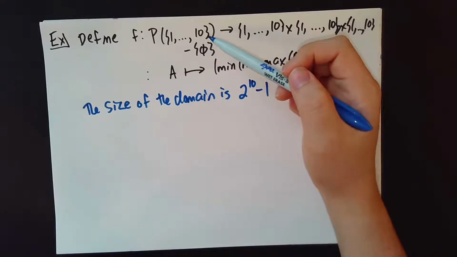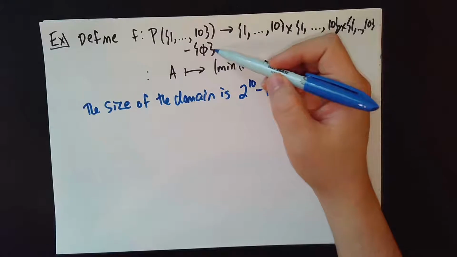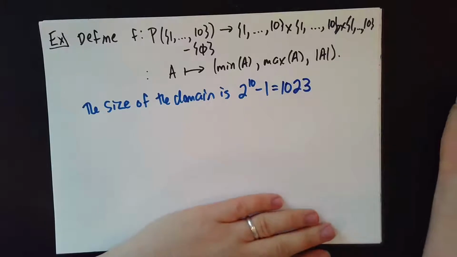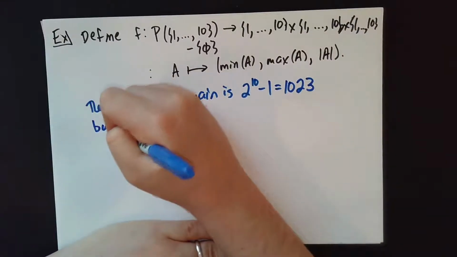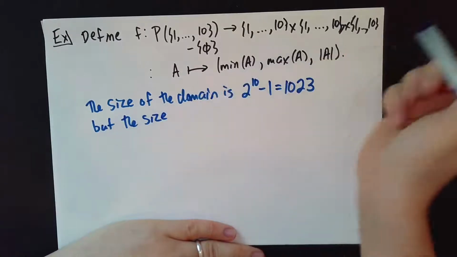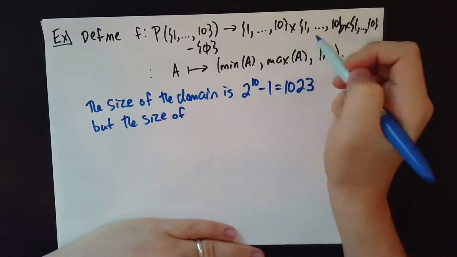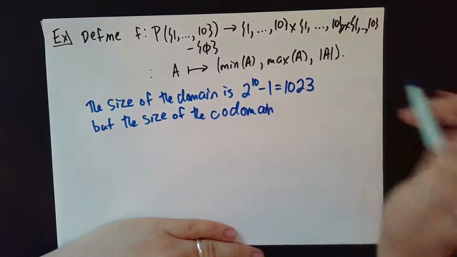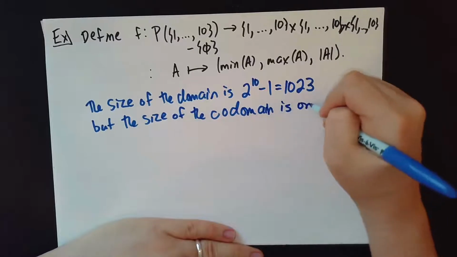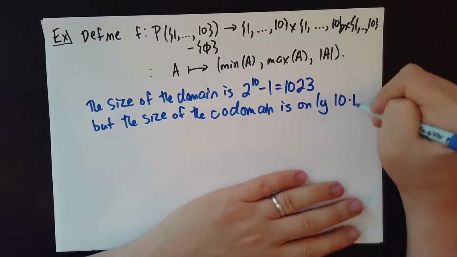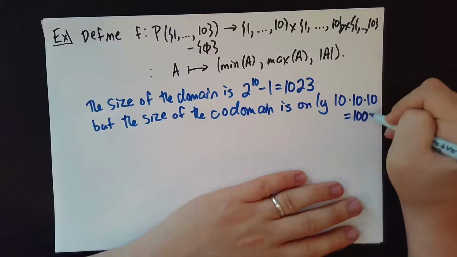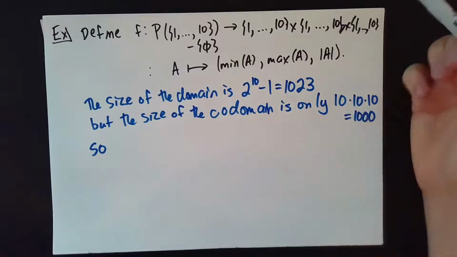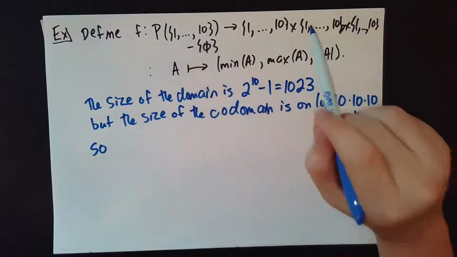So that would have size 2 to the 10th. But I took away the empty set, so that is 2 to the 10th minus 1. That's 1,023. But the size of the codomain is only 10 times 10 times 10, which is 1,000. So, by the pigeonhole principle, there doesn't even exist a one-to-one function from this domain to this codomain.